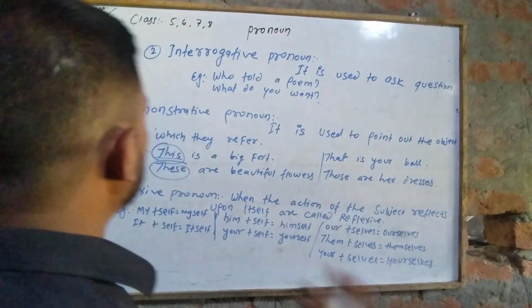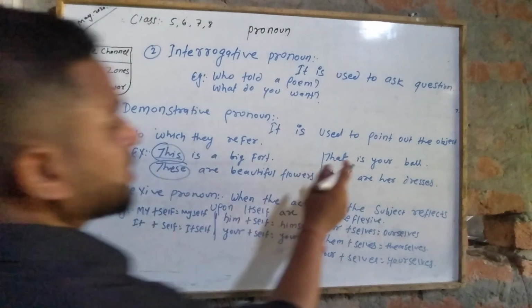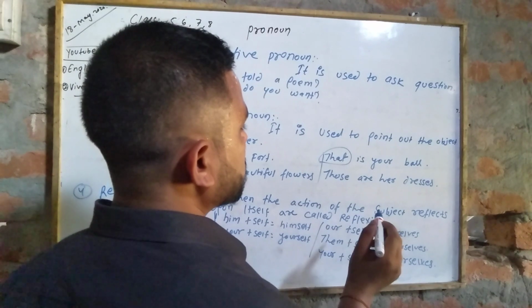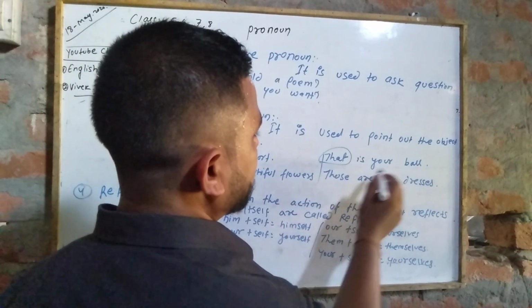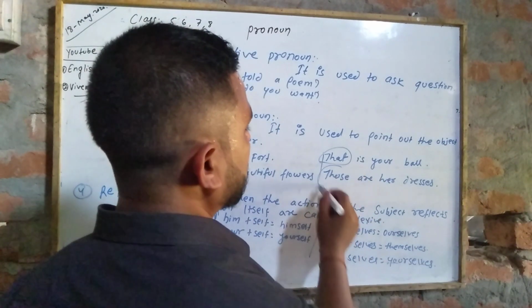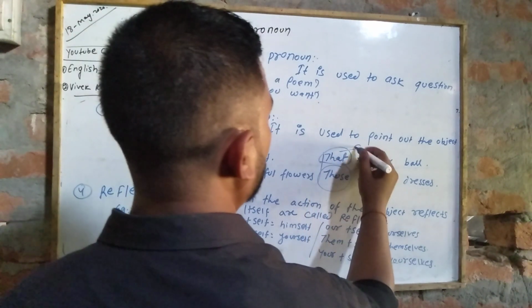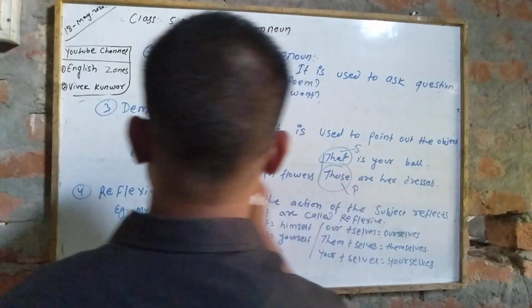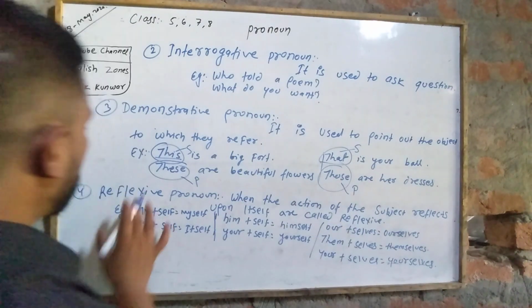And there is only a difference between this and these: this is singular, and these is plural. Now there is that. That is also indicating: that is your ball. And those are. The difference between that and those is that that is singular, and those is plural. Only this much. And now we have the reflexive pronoun.